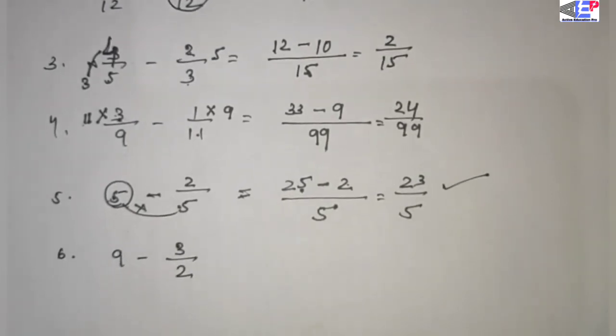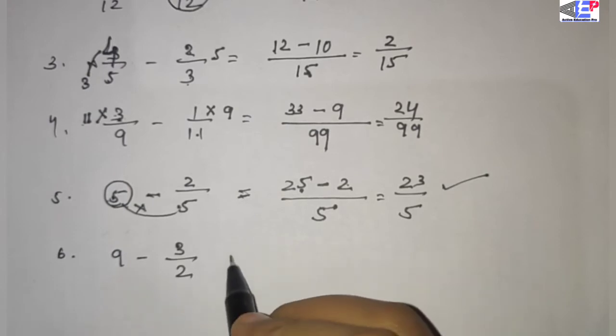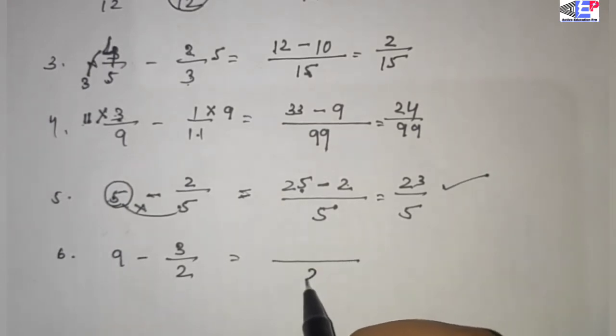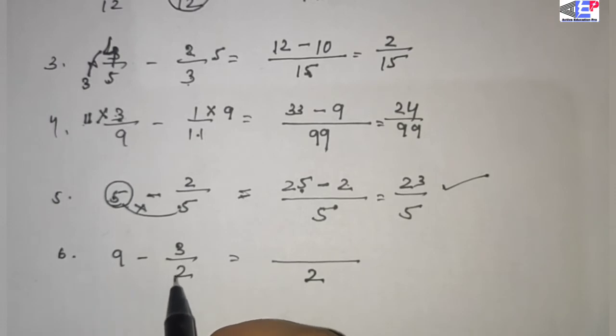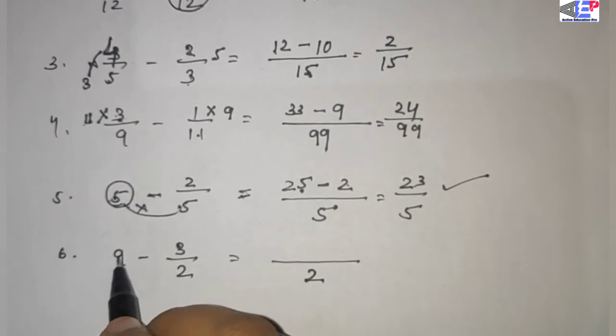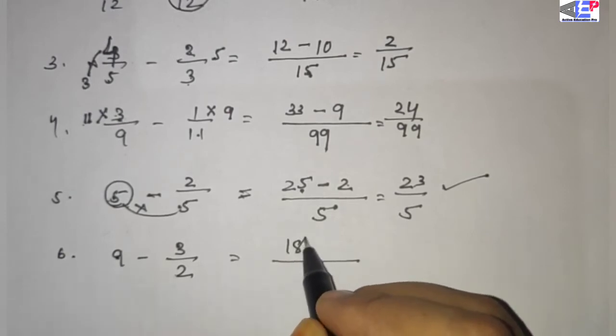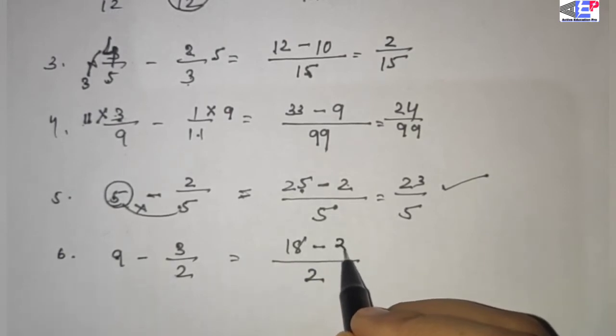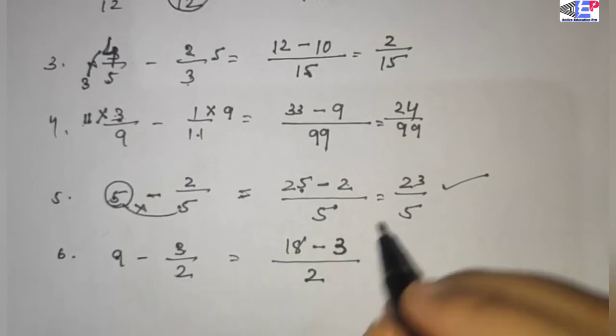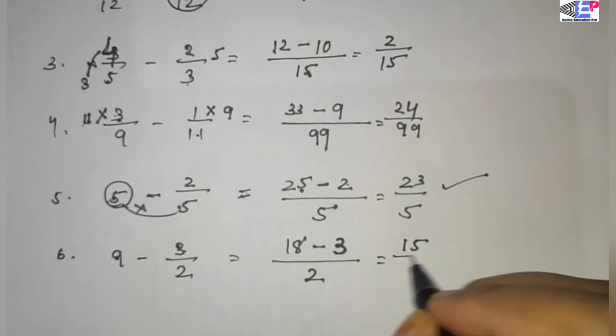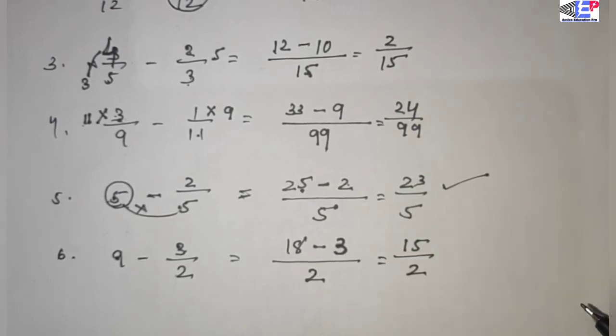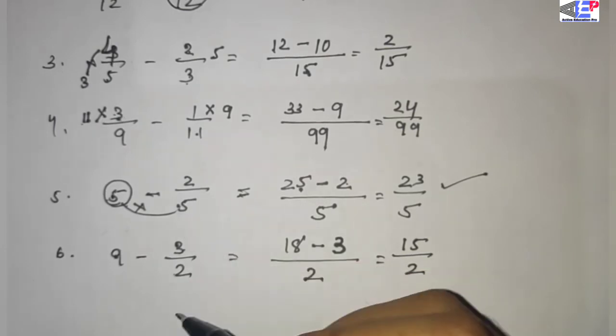Another example. 9 minus 3 by 2. Look here, it is an improper fraction, so you could not decide which is greater before converting into a mixed fraction. Whatever it may be, leave it. Just follow the same rule. Write the denominator, this is 2, and you must multiply this denominator with this whole number. 2 into 9 is 18, minus, and write the numerator 3. So now this is 15 by 2. Your answer is 15 by 2. In both these examples, we subtract a fraction from a whole number.